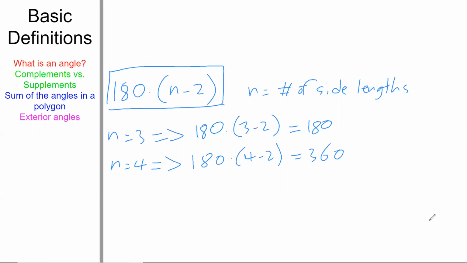And if the question tells you that the polygon is regular, meaning, or at least equiangular, meaning that all the angles are the same, then each of the angles in the polygon is just 180 times n minus 2, divided by n. So that's useful in a lot of problems.